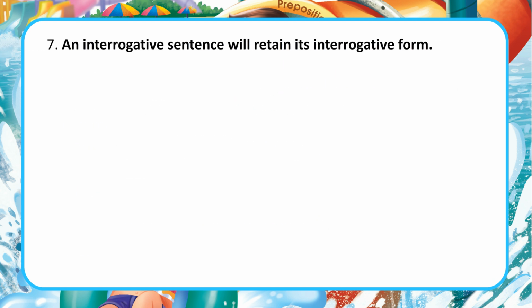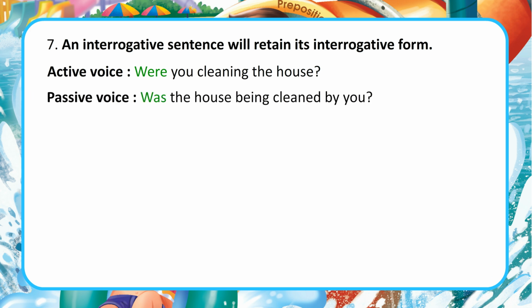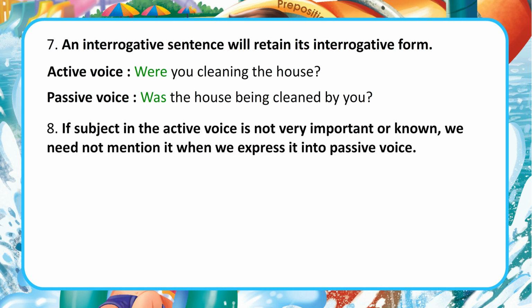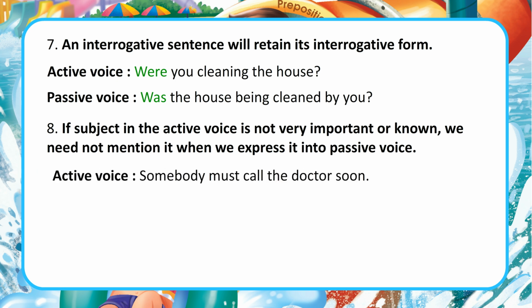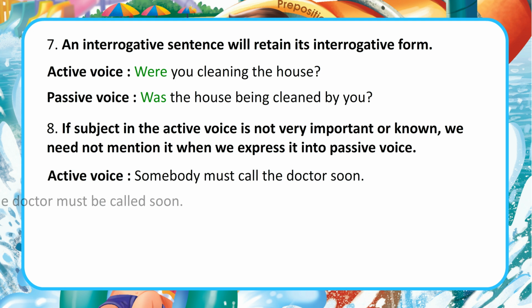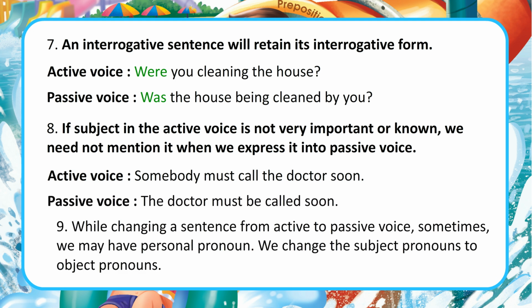7. An interrogative sentence will retain its interrogative form. Active voice: Were you cleaning the house? Passive voice: Was the house being cleaned by you? 8. If the subject in the active voice is not very important or known, we need not mention it when we express it in passive voice. Active voice: Somebody must call the doctor soon. Passive voice: The doctor must be called soon.